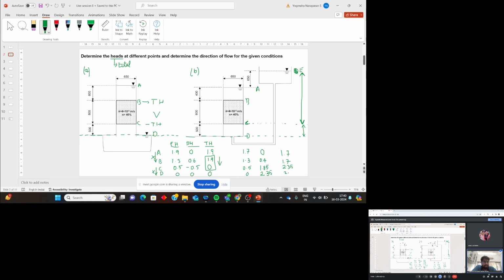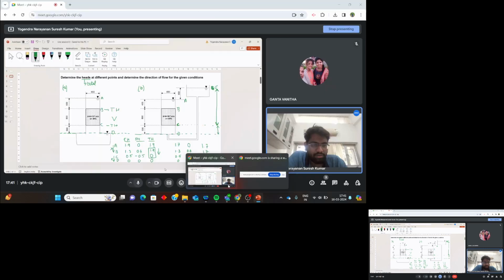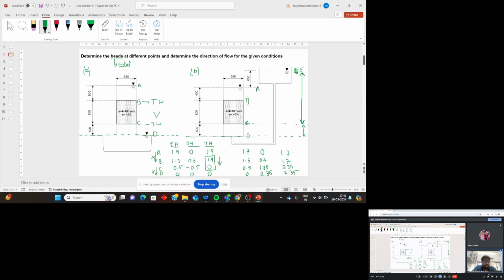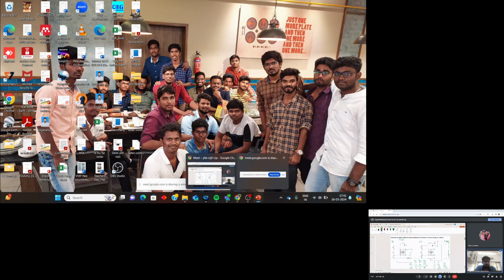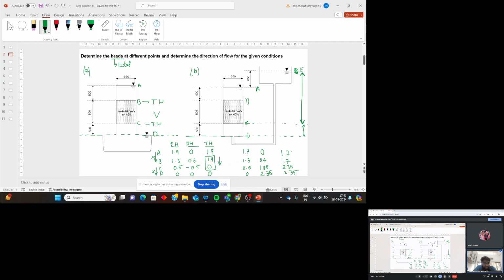It is 2.35. Right? Yes, sir. Now, same way you analyze this point A to B. There is no flow, right? So from A to B there is no flow.